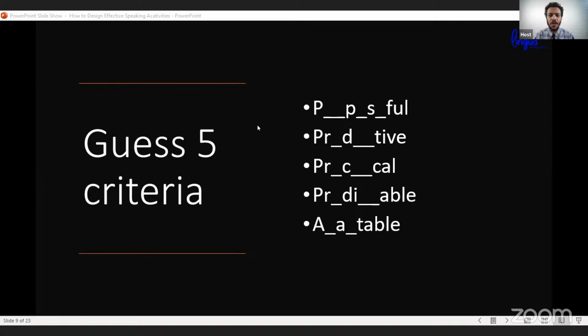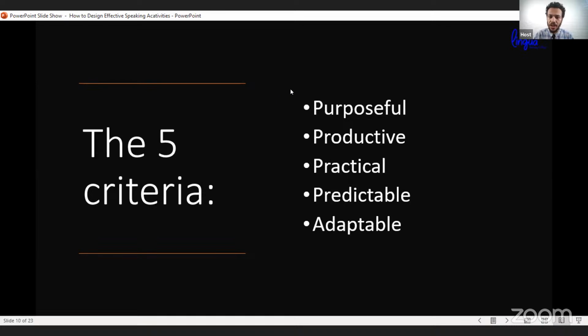I think I'm back now. Was a quick pause, but let's see. Yeah, we're back with the 5 criteria. Could be the main pillars behind having an effective speaking activity. So here they are. It has to be purposeful, so it has a purpose of the conversation we're running or the speaking we're doing. It has to be productive, practical, predictable, and adaptable.